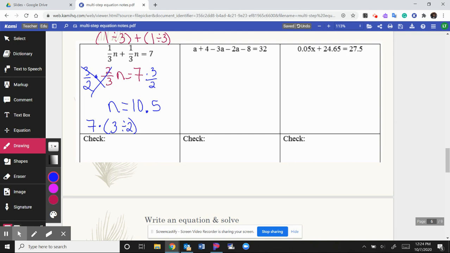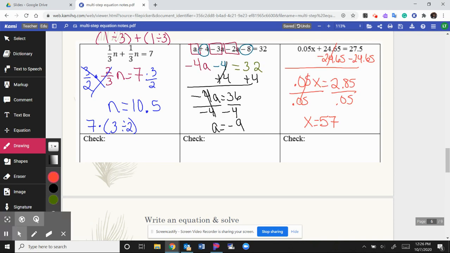So what I want you to do right now is pause the video and try the last 2 problems that are on this page, please. So looking here at the first problem I asked you to complete, finding like terms, you have your a's here. You have a minus 2a minus 2a. You put that in the calculator, you get a negative 4a. Your other like terms are a 4 and a negative 8. Finding those, you should get a minus 4. From there, you know how to solve these. Add 4, bring down your negative 4a, divide by negative 4, you should get an answer of negative 9.